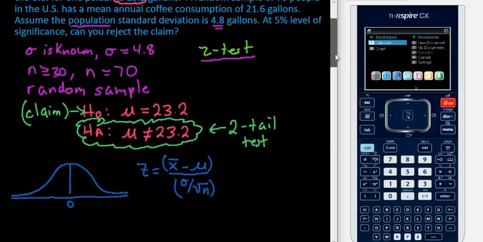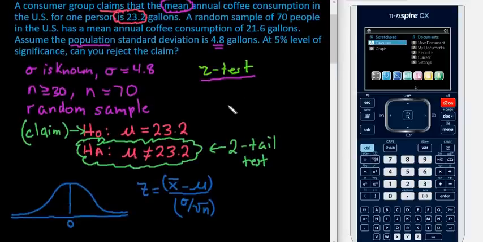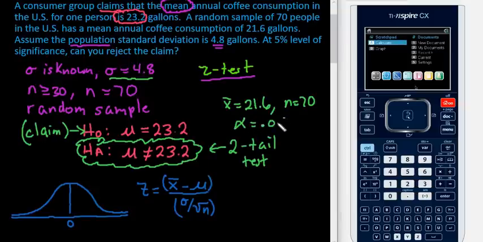So in order to use this formula, we have to know the sample mean. Let's go ahead and write that down. The sample mean is 21.6. The population standard deviation was 4.8. The sample size is 70. And the alpha that we are using is 5%. So those are the things that we have to know in order to run the test.